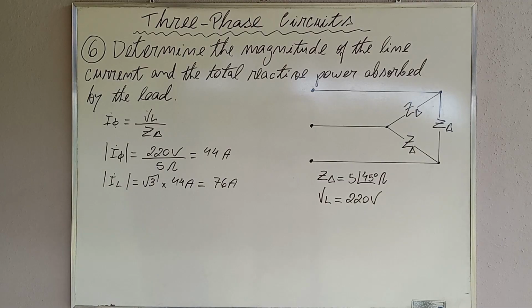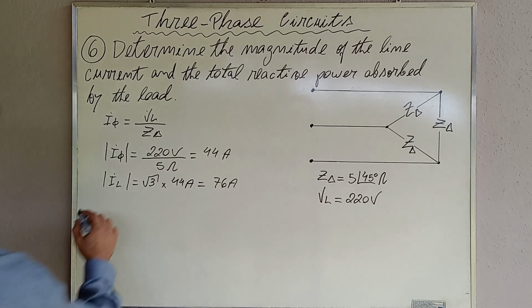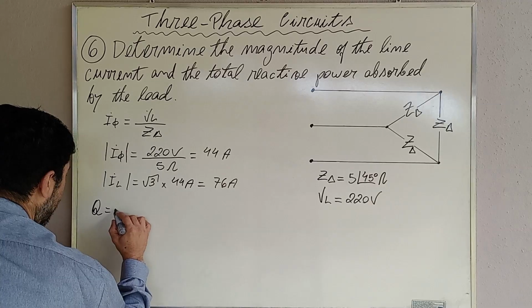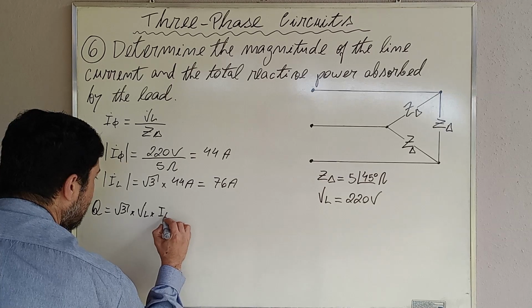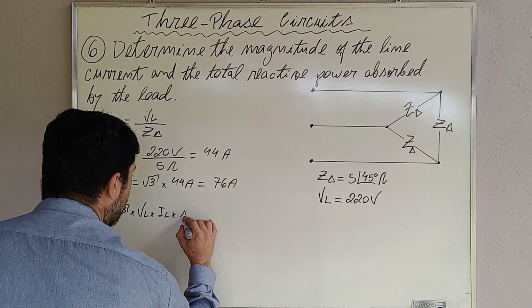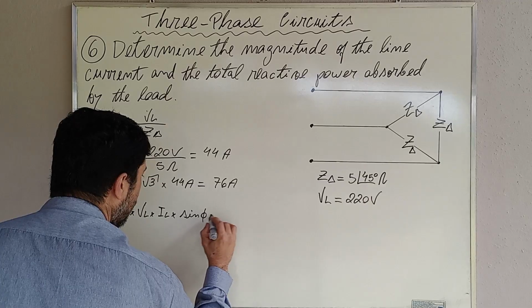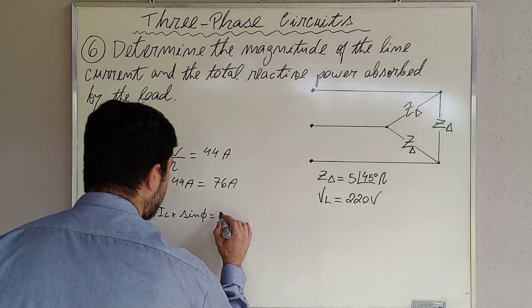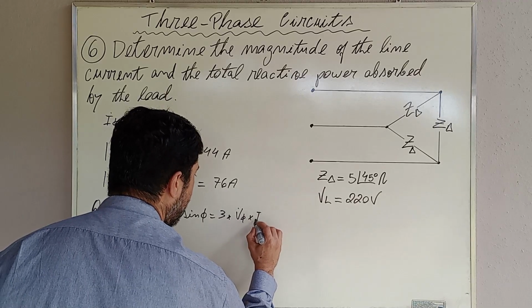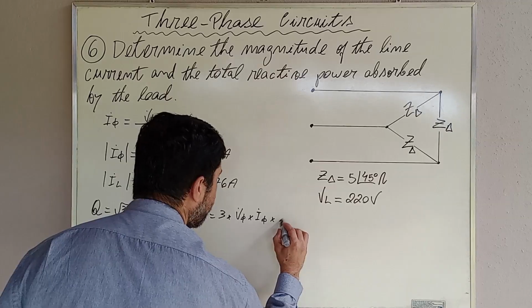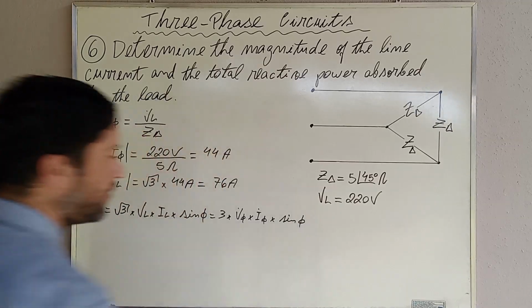The total three-phase reactive power can be calculated using either line or phase quantities. The reactive power Q is equal to the square root of 3 times the line voltage times the line current times the sine of the angle, which is also equal to 3 times the phase voltage times the phase current times the sine of the angle.